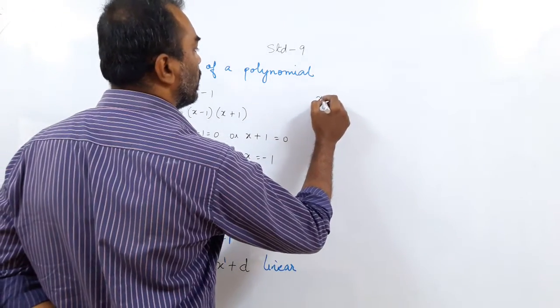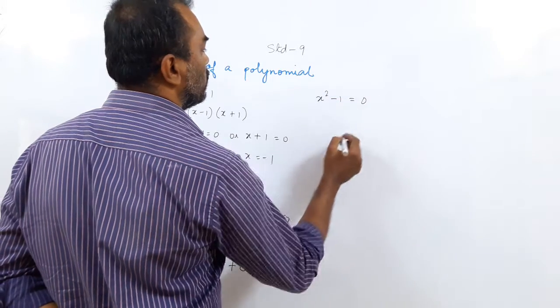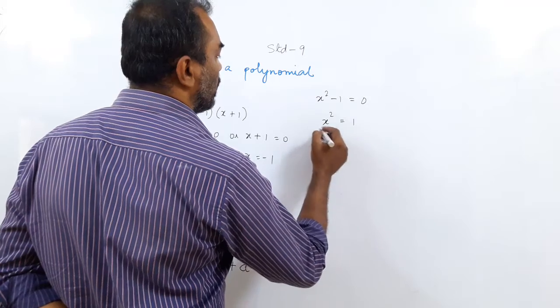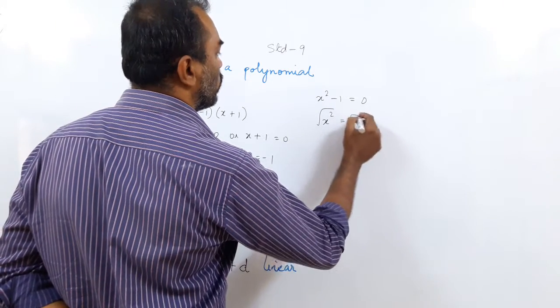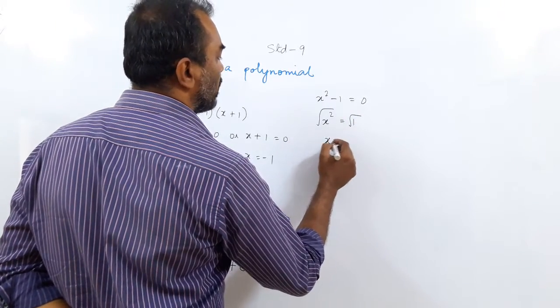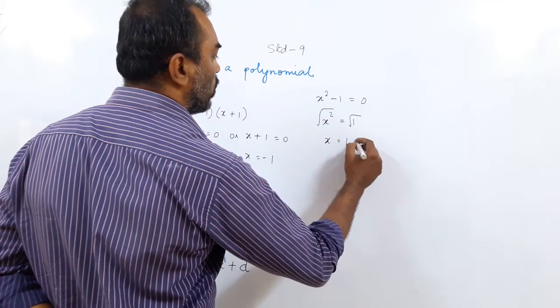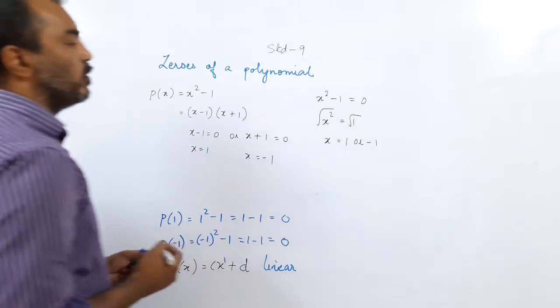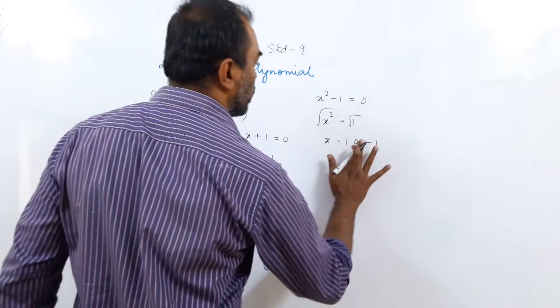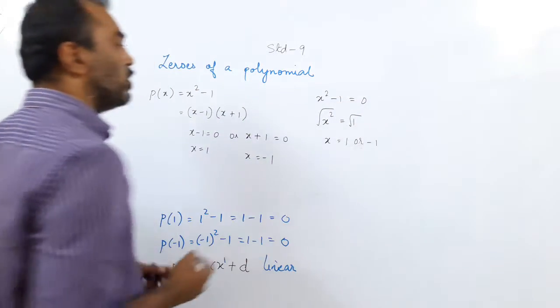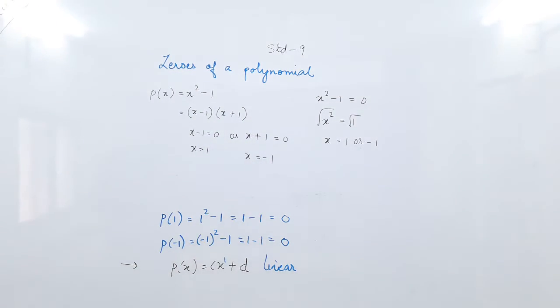Or we can even write x square minus 1 is 0. Taking the minus 1 to this side, so x square equal to 1. Now taking the square root on both sides. So square root of x square is x. But what is the square root of 1? It can be 1 also, or it can be minus 1 also. Why? Because the square of 1 is 1. The square of minus 1 is also 1. Okay? So this is what we do to find the zeros, which we'll practice further.